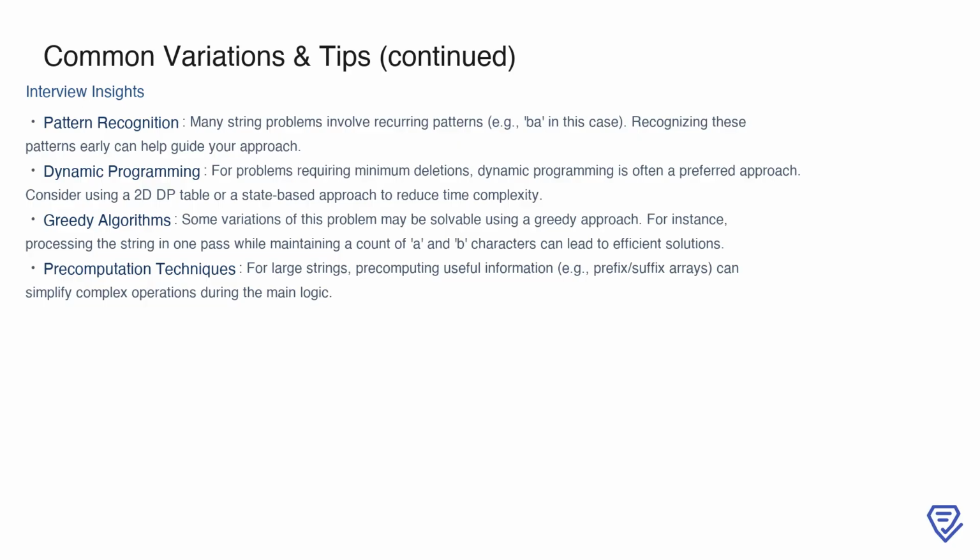Additionally, some variations of this problem can be tackled with greedy algorithms. For instance, processing the string in one pass while maintaining counts of A and B can lead to a simpler and more efficient solution. Pre-computation techniques, such as building prefix or suffix arrays, are also valuable for optimizing performance. These techniques allow you to pre-compute useful data that simplifies subsequent operations, especially for larger inputs.